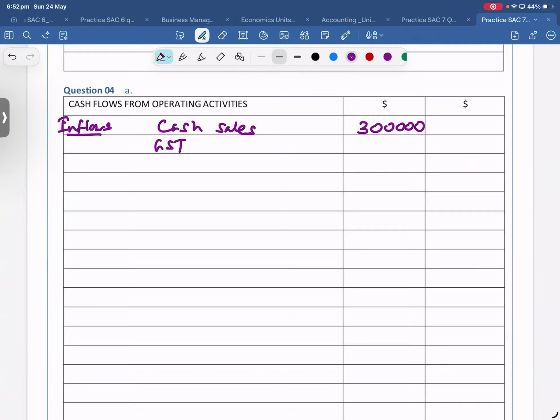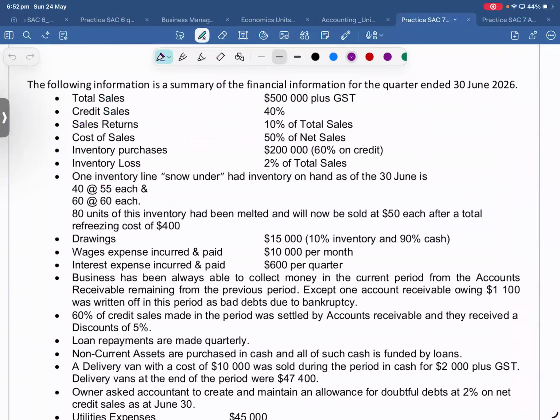Also, you have GST received on top of this. Sales return is 10%. Cost of sales is 50% of net sales, right? Then we have inventory purchases, guys. 200,000, and 60% on credit, meaning 40% on cash, yes.